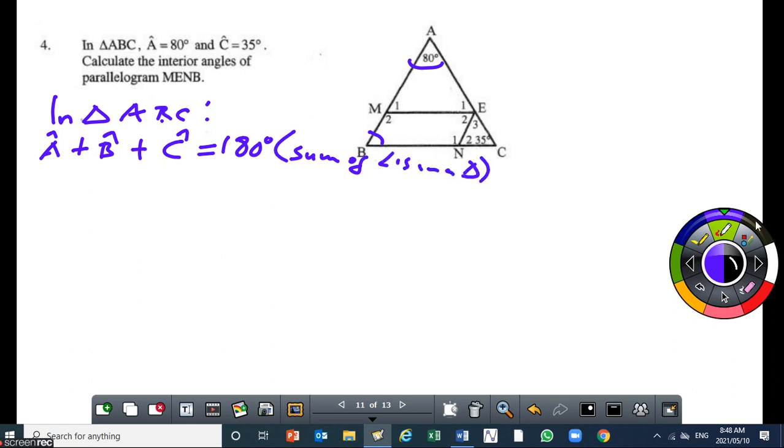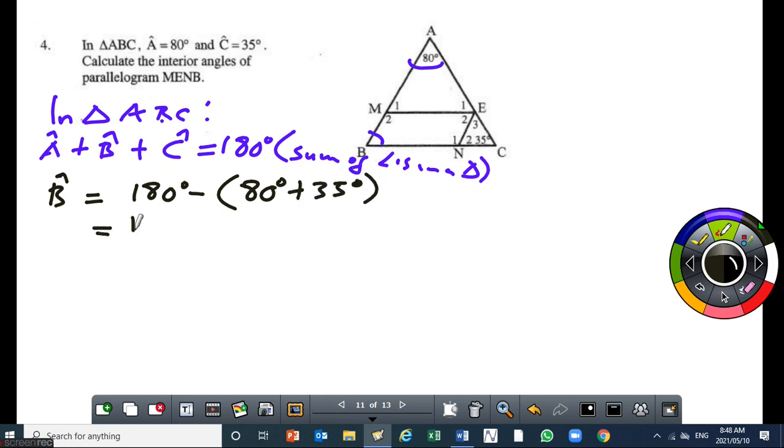Then my angle B is going to be equal to 180 degrees minus (80 degrees plus 35 degrees). So this will give me 180 minus 115 degrees, and you get 65 degrees. That's the size of angle B.